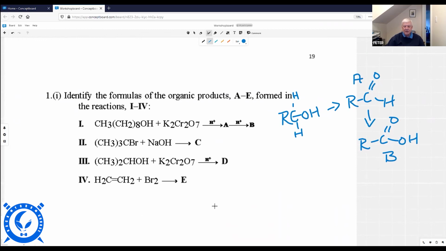All right, so A is an aldehyde, B is the carboxylic acid. C is now the nucleophilic substitution, in which, again, if I write that reactant as RCBr, that gets treated with sodium hydroxide, which is essentially OH minus. That then gets converted to the corresponding alcohol. So I should put a couple of hydrogens on here. So C is the corresponding alcohol. Okay.